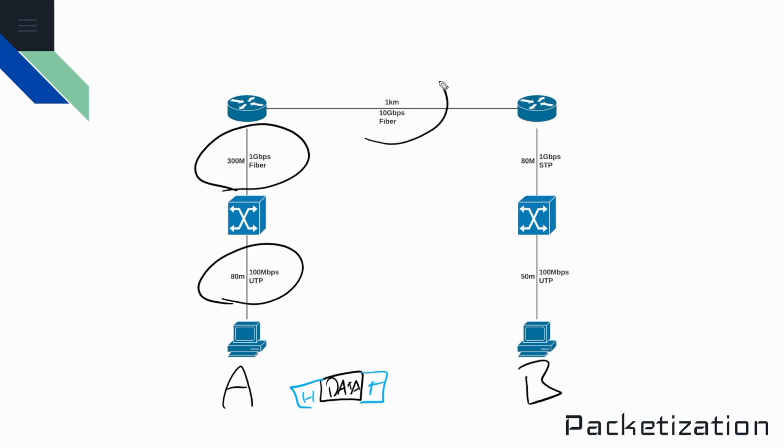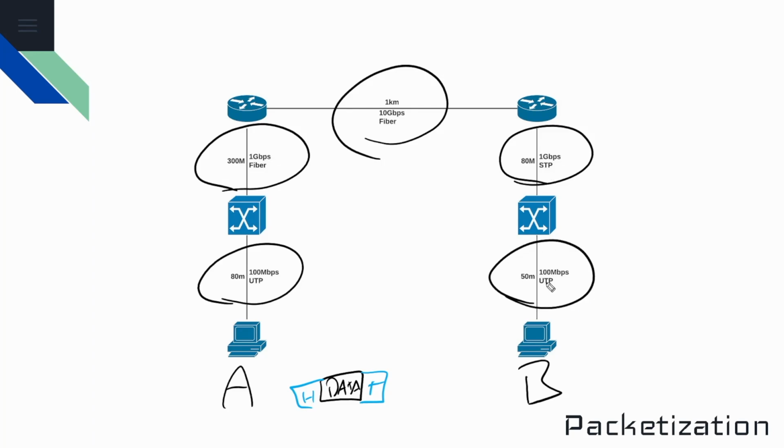And then we can see the same thing here between the routers. So this is a 10 gigabit per second fiber connection. And this is 1 kilometer between the routers. So again, the speed and the distance is changing, although the medium has stayed the same in this instance. However, we can see here that it's changed. It's gone to a 1 gigabit per second speed shielded twisted pair cable, which is 80 meters long going down to the local switch. And then finally, we get down to the communication pathway between host B and the local switch, where again, it's just a 100 megabit per second connection and it's 50 meters away.